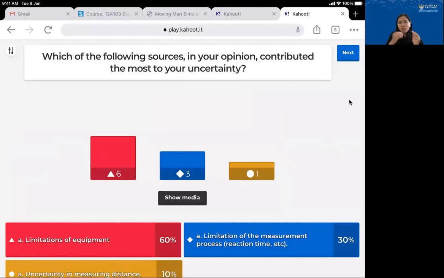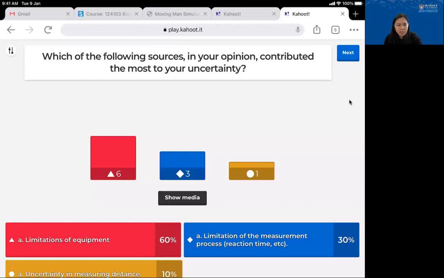But it's also relating to the method for which you measured something. So the sources of your uncertainty can come from two things: the limitation of your instrument plus the limitation of your method. That will fall into the limitation of the process for which you did your measurement. And so the correct answer there will be limitation of the measurement process. The process involves the equipment as well as the method, the reaction time, for example.